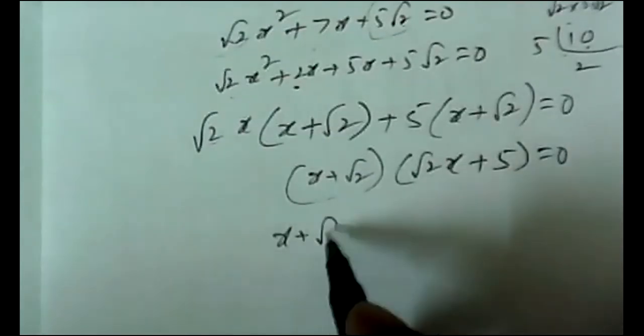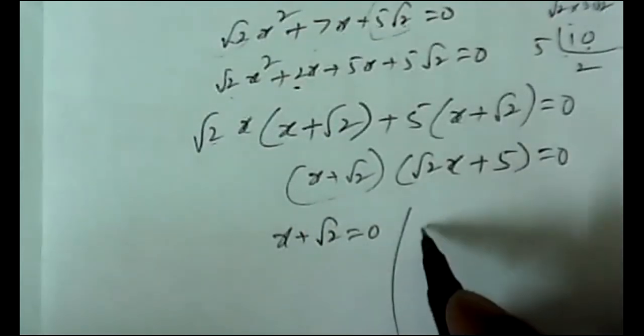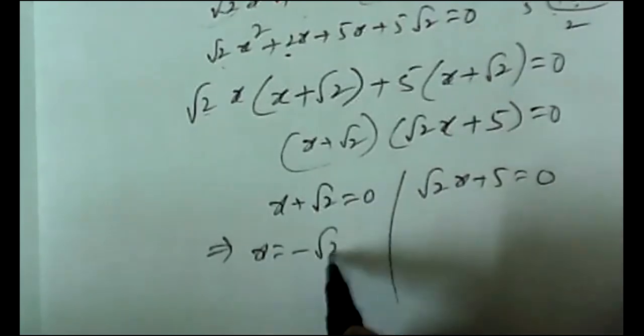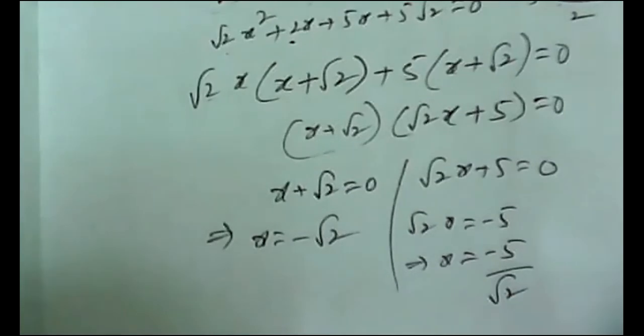is equal to 0. So we get x plus root 2 is equal to 0, or root 2 x plus 5 is equal to 0. This in turn implies x is equal to minus root 2, or root 2 x equal to minus 5, which implies x is equal to minus 5 by root 2. This is your answer.